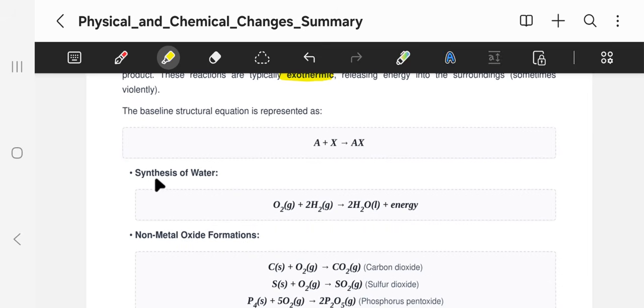Now these are our examples. We have the synthesis of water, we have O2 and it bonds with H2, and you see that these are in a gaseous phase. G means the phase is gaseous, and they form one product, and that product is water, H2O, and water is in a liquid phase. When you see this energy being added, it means the energy is being released. If the energy was on this side, you would say the energy is being absorbed, but because it's on the right, it means the energy is being released, because synthesis reactions are exothermic, they release energy.